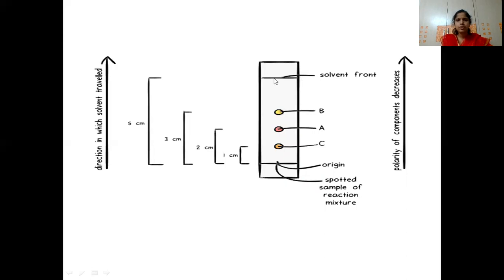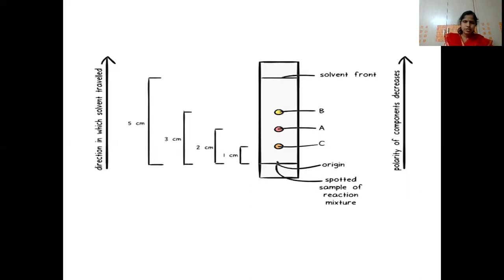You need to remove the slide, and there itself, you have to mark it with a pencil. And that is nothing but the solvent front. So solvent front is nothing but the distance traveled by the solvent from the origin. Everything you have to measure from the origin line only.